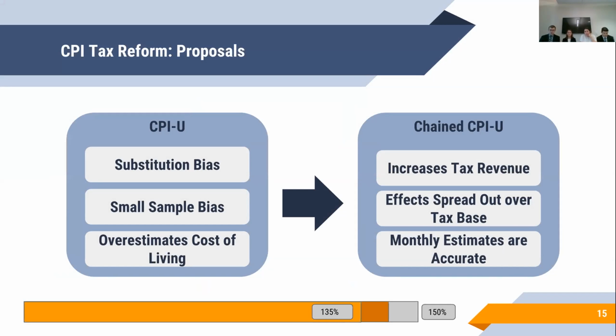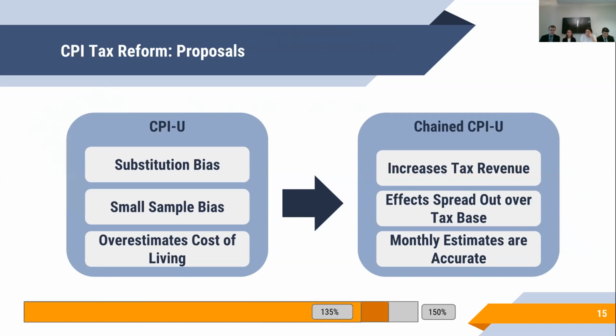We propose that we shift from the CPIU to the chain CPIU. The CPIU suffers from substitution bias and small sample bias. This means it overestimates the actual change in cost of living, lowering overall tax revenue. The chain CPIU has a lower cost of living increase measure, which increases tax revenues across the tax base broadly.